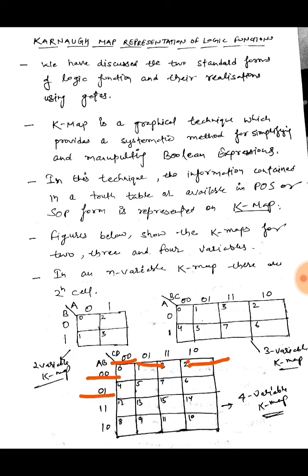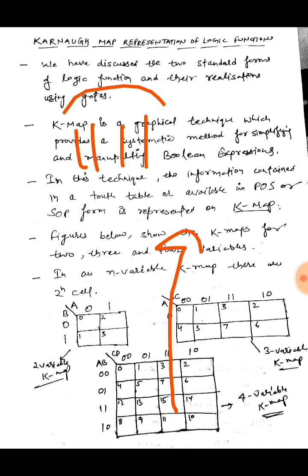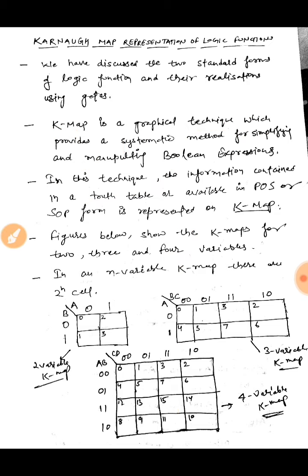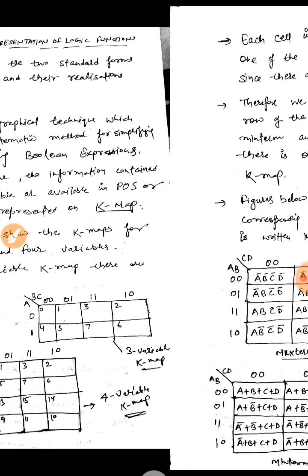Similarly 0 0 0 1 1 1 1 0. So if I say what would be the numbering of this cell, it would be 1 1 1 1, so it would be 15. Okay, so these are 2, 3 and 4 variable K maps.